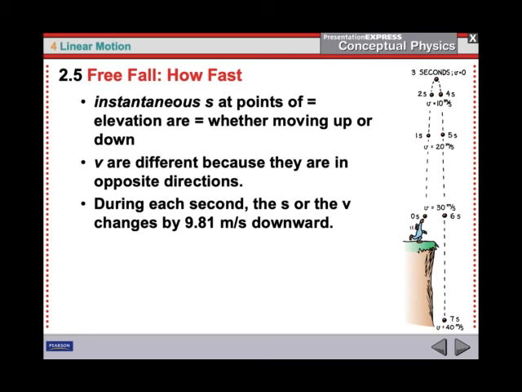During each second, the speed or velocity changes by 9.81 meters per second downward. So the acceleration is pulling it down to Earth. So as this thing rises up, every second it's rising, it loses 9.81 meters per second until it finally gets to the top and it stops. And then when it's falling, it's gaining 9.81 meters per second for each second that it's falling.